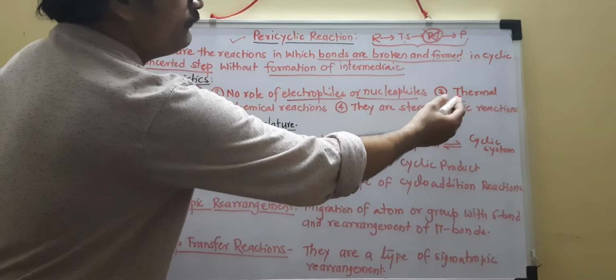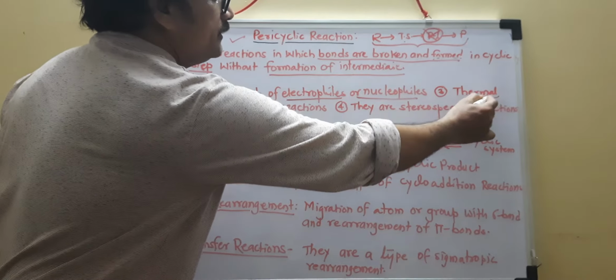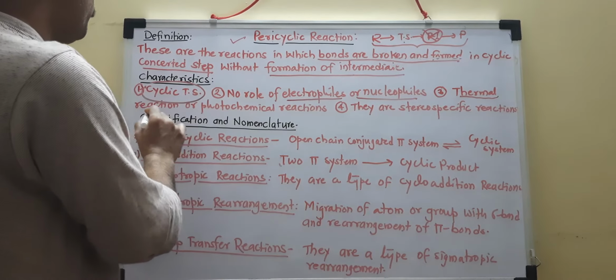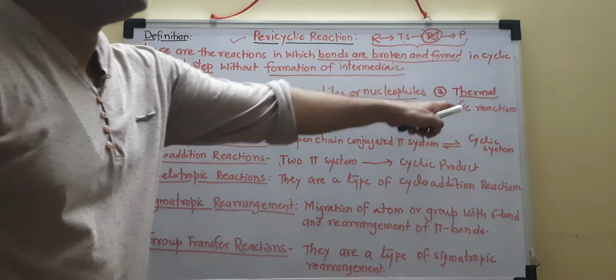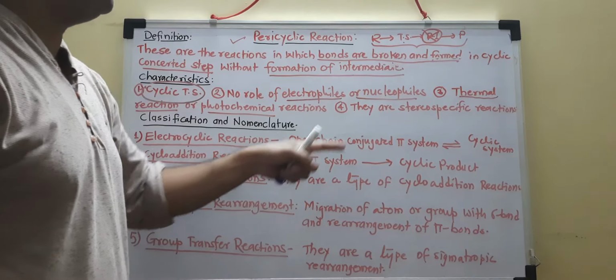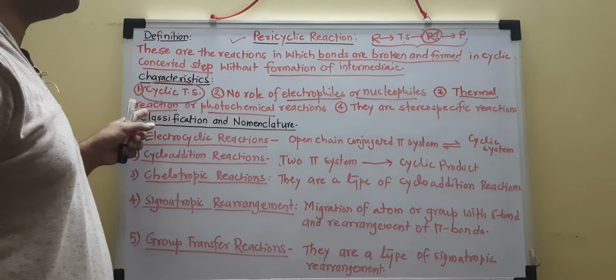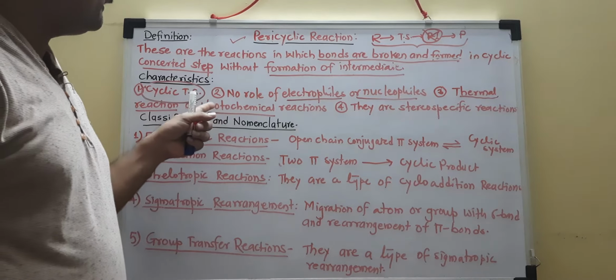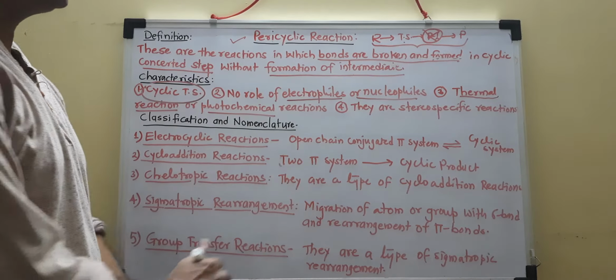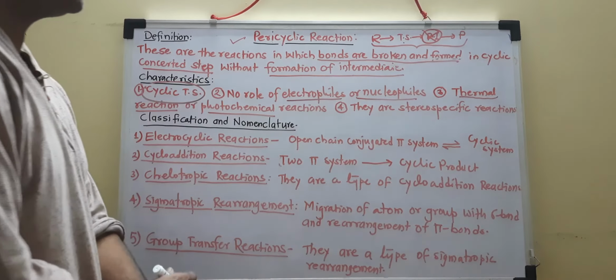Again, the third characteristic: these reactions are performed either in presence of heat or in presence of light. When they are performed in presence of heat, they are called thermal reactions. And when we perform the same reaction in presence of light, they are called photochemical reactions. So this is our third characteristic.